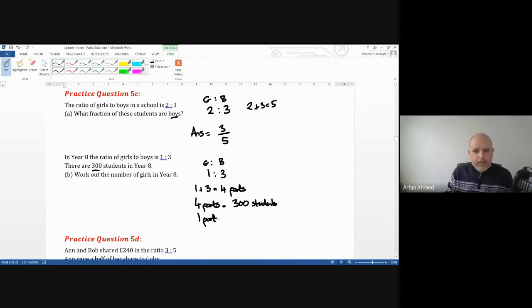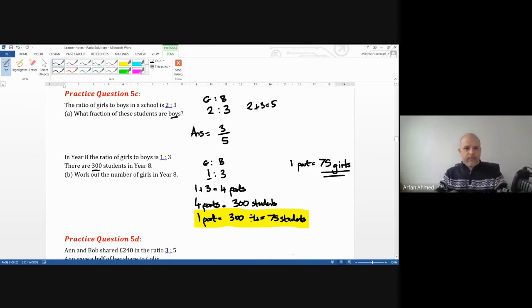1 part will be 300 divided by 4, which is, being a bit lazy here, 75 students. Again, there's a crucial bit. Let's highlight like this. 1 part is that. So work out the number of girls. What was the number of parts for girls? For girls, it's 1 part, which is, there's your answer straight away, 75 girls.